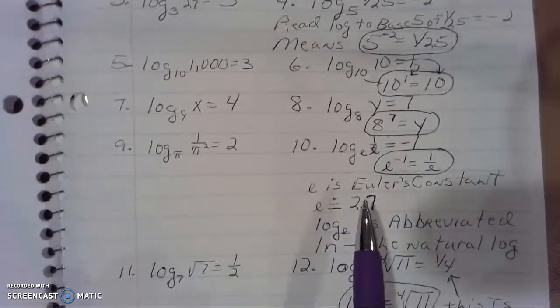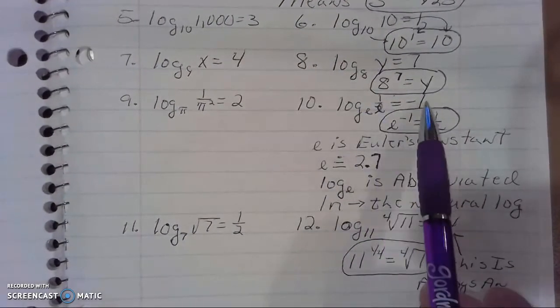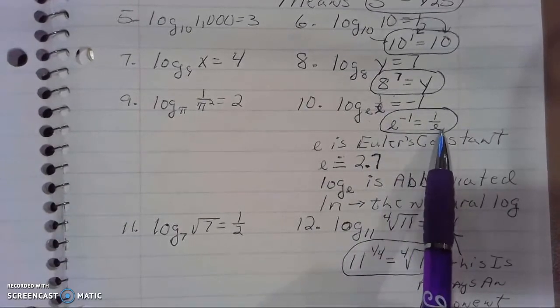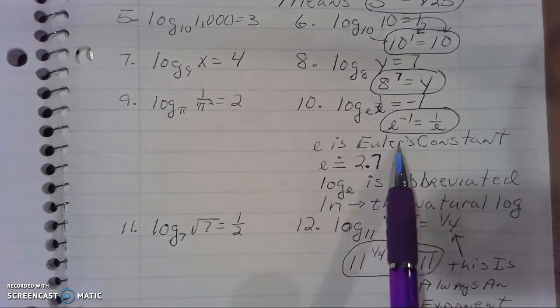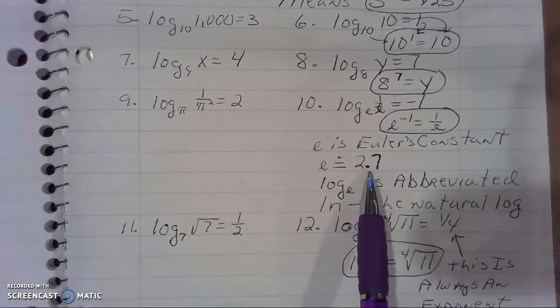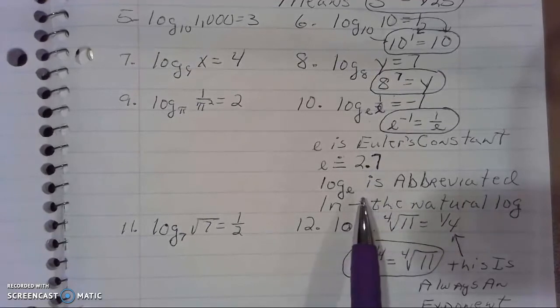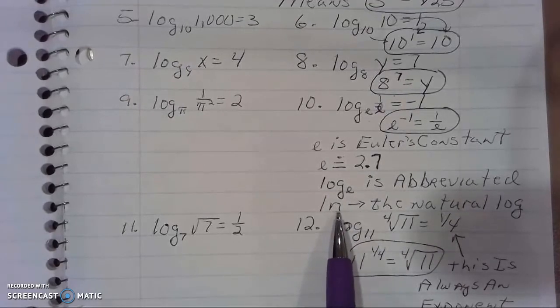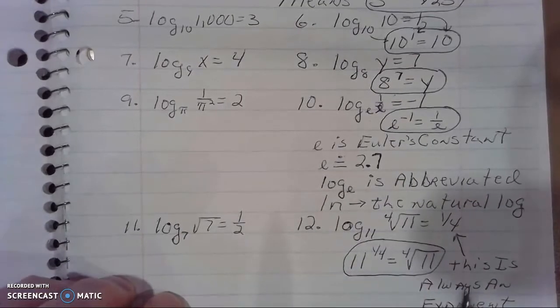Number 10 is a special log. Log to the base e of 1 over e equals negative 1, so this e to the negative 1 equals 1 over e. E is not a variable, it's called Euler's constant. It is approximately 2.7, kind of like pi is 3.14. Well, e is about 2.7. Log to the base e is abbreviated ln, meaning the natural log, and you've got that button on your calculator.